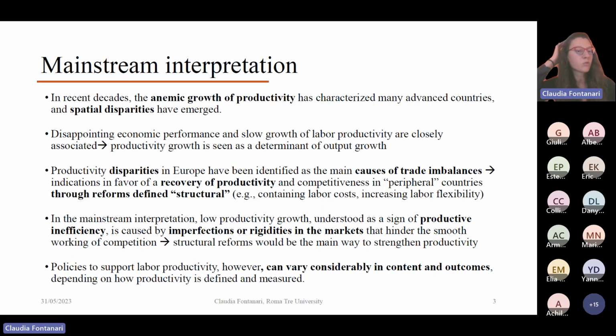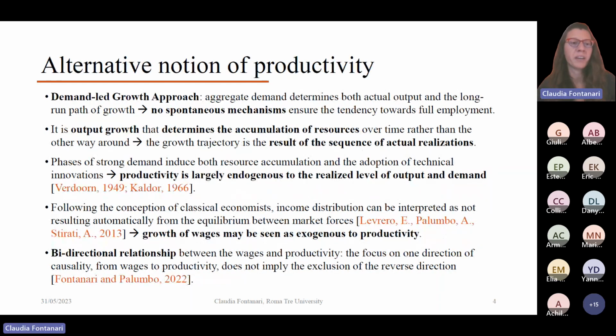However, we will see that policies to support labor productivity may vary considerably in content and outcome, depending on how productivity is defined and measured. If we change perspective to a demand-led growth approach where, as you know, aggregate demand determines both actual output and the long-run path of growth, the causation is reversed, in the sense that the accumulation of resources over time is seen as the effect rather than the cause of output growth. And in this way, the growth trajectory of the economy is the result of the actualization of output.